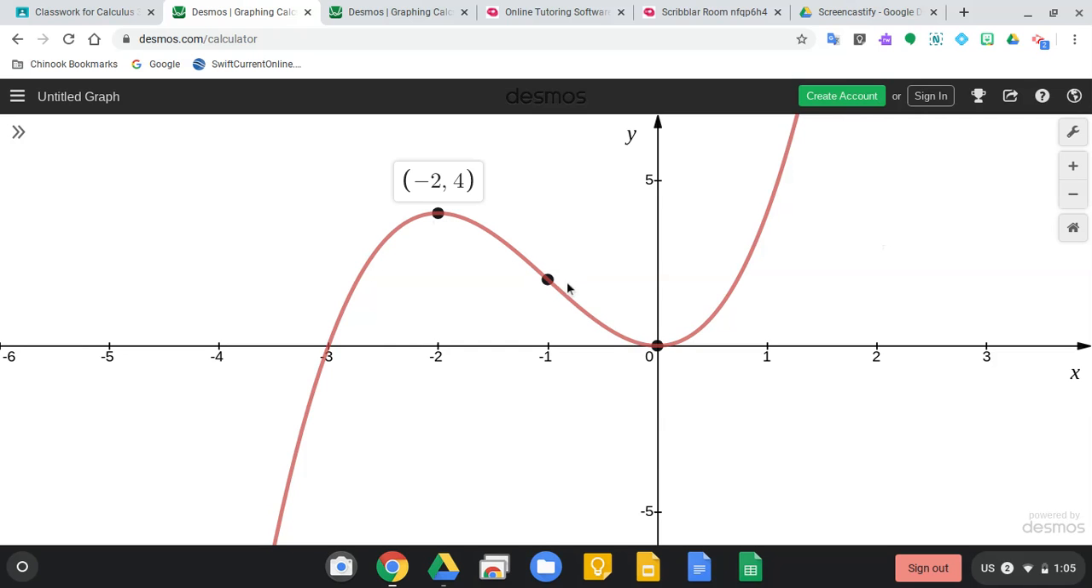So again, maximum at minus 2, 4, minimum at 0, 0, and my inflection point was in the middle. That's where it changed from concave down to concave up, which completes my first example.